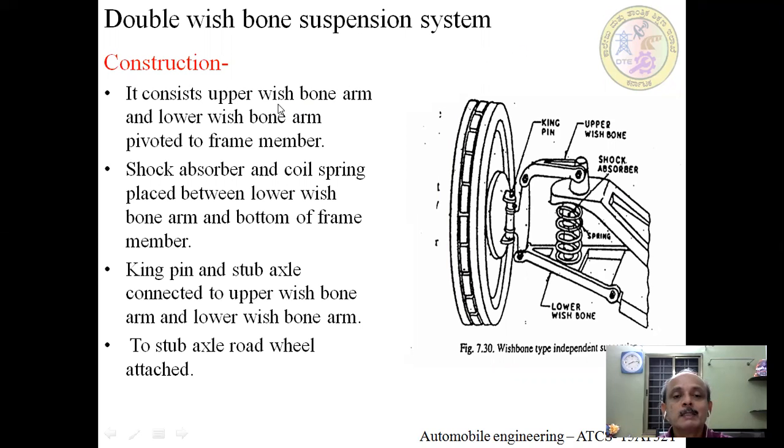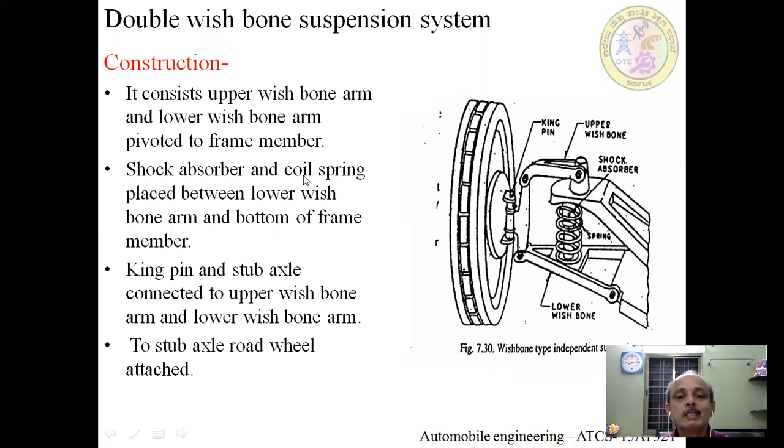It consists of an upper wishbone arm, here to here, and a lower wishbone arm, here it is. Both are pivoted to the frame member. Here we can see it is pivoted to the frame member. So the lower wishbone arm and the upper wishbone arm are pivoted to frame members.